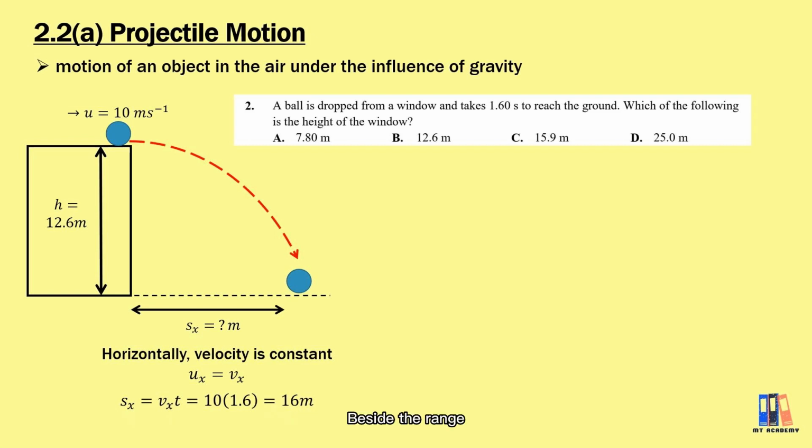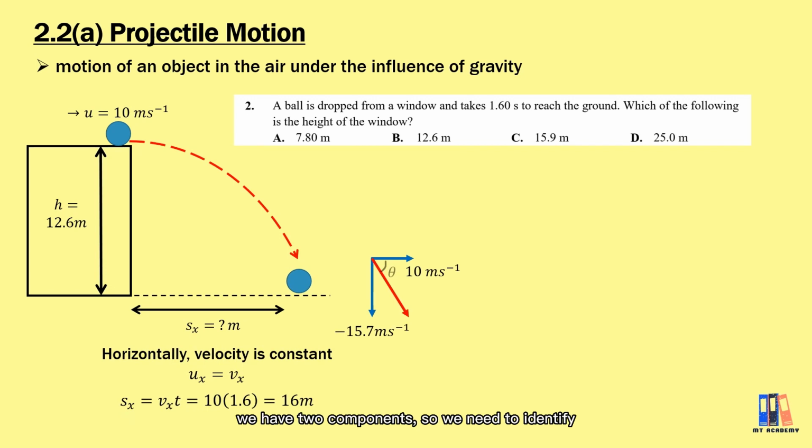Besides the range, there is also another variable that can be expected in the questions, which is the final velocity. As I mentioned earlier, we have two components, so we need to identify the value of final velocity in each of the components. Remember that horizontal velocity is always constant, while for the vertical component, apply the suitable linear motion equations as I have discussed in the last video to obtain the final vertical velocity, which is equal to negative 15.7 meters per second.